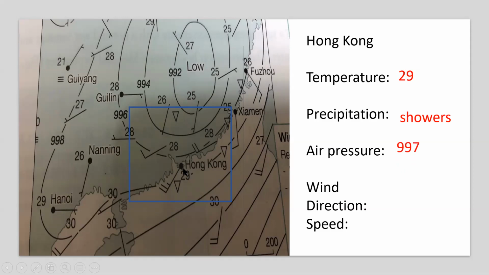How about the wind direction? This is the direction of south, and this is the direction of west. So it is southwest. How about the speed? The one full line is 5. 2 means 10. Half is 2.5. So 5, 2.5 is 12.5 meters per second. Do you have any questions here? If you don't have any questions, I can go to the next part.